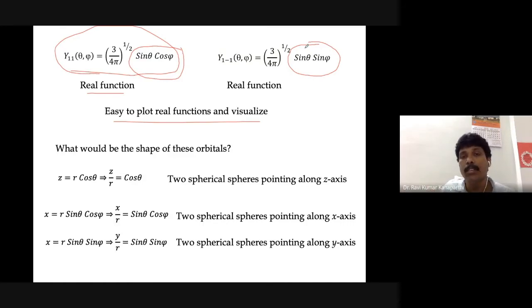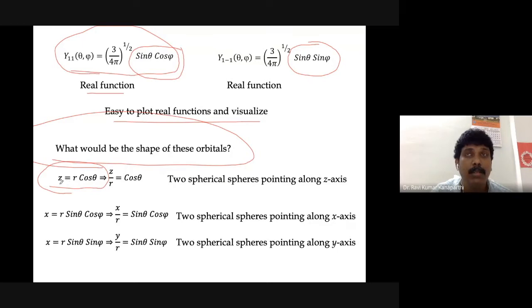Of course, you need not do this, because we can also guess it. How can we guess it? Well, we can guess this way. According to our polar coordinate definition, the Cartesian coordinate z is given by r cos theta. In other words, z by r is equal to cos theta.